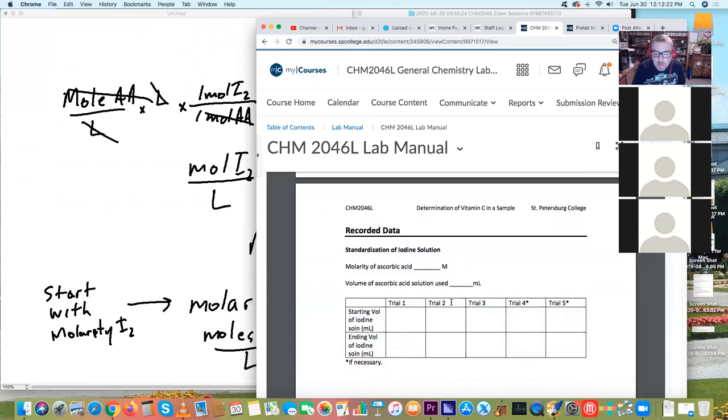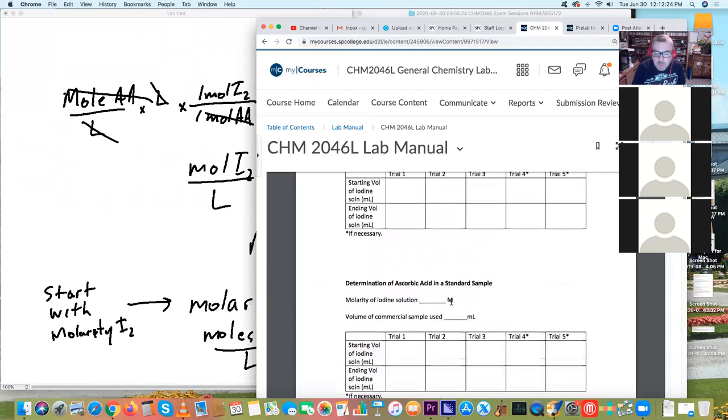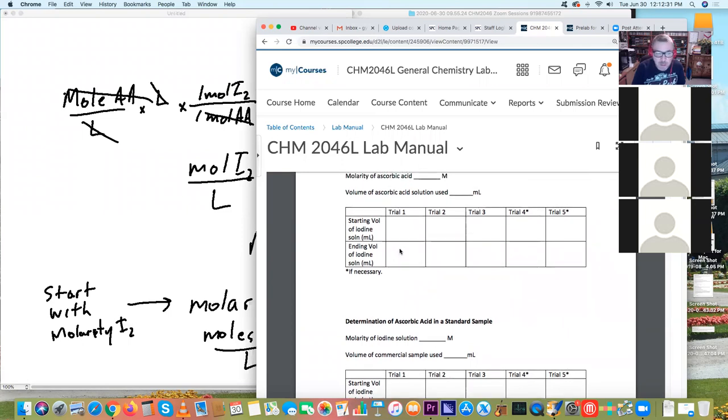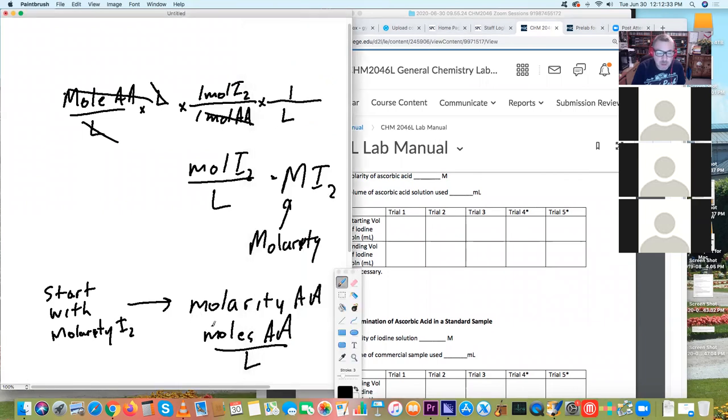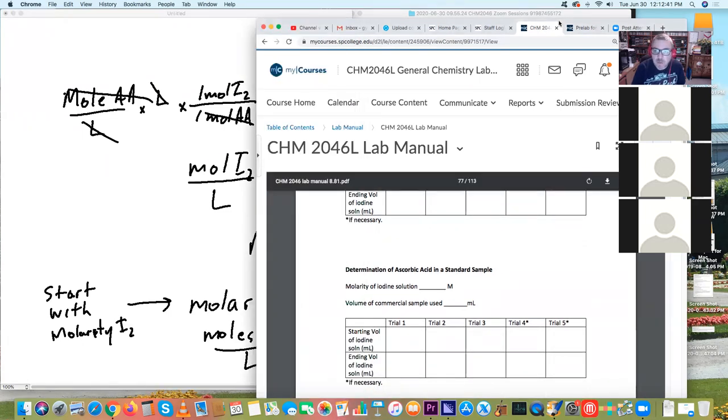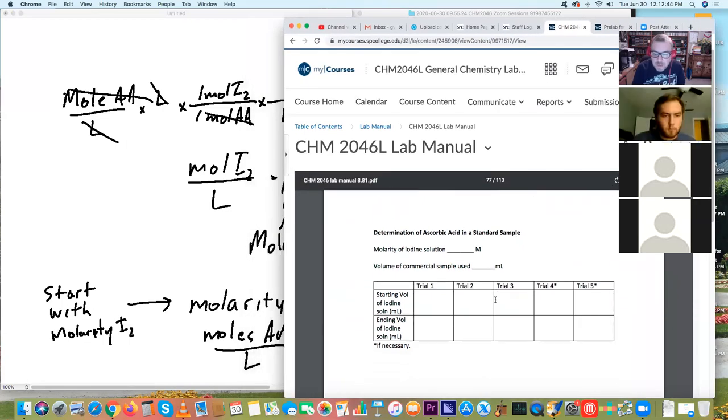To get the molarity of the ascorbic acid, because the first part, what we're doing is we're standardizing the iodine and trying to figure out the molarity of that. And then once we know the molarity of the iodine, we can figure out the moles of ascorbic acid in another solution, an unknown solution, a solution of unknown molarity, which is what we're doing.